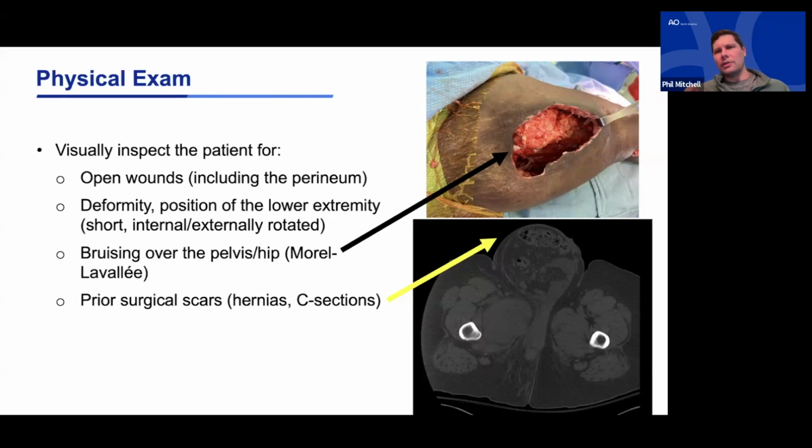Nice. Yes. So this is a picture on the top, just to clarify, the skin on top of this looked normal, but underneath there was incredible undermining in this Morel-Lavallée lesion. So, such important key points.